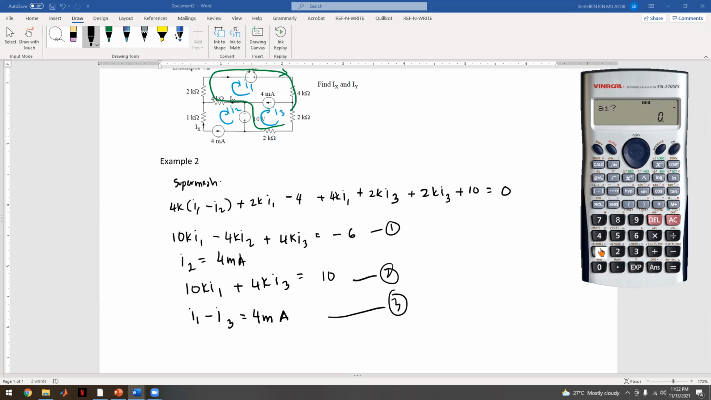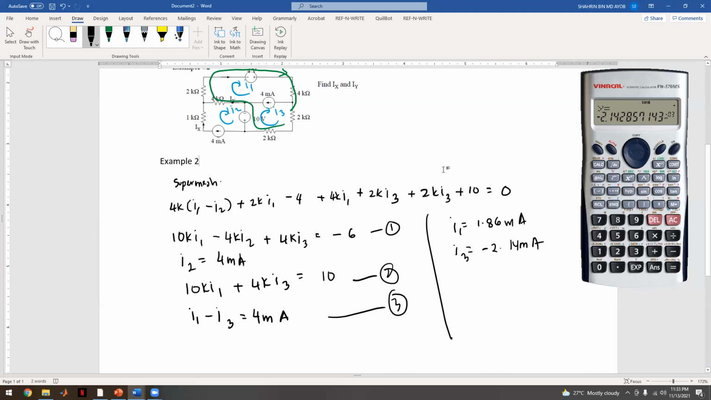You will obtain 10K, 4K equals 10, and the second row is 1, negative 1, and 4, negative 3. So it will give you the values: I1 is 1.86 milliamperes, and your I3 is negative 2.14 milliamperes.